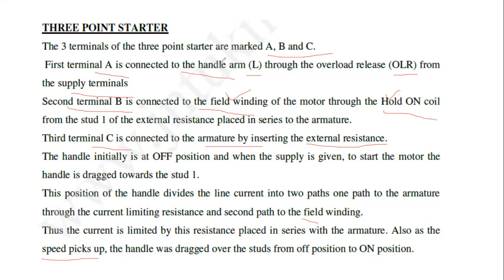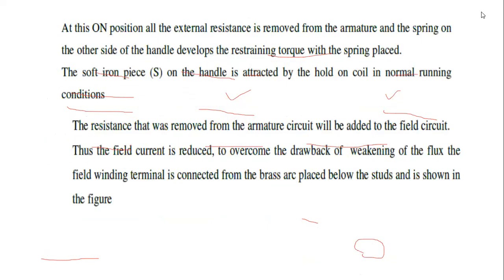up. The handle is dragged over the studs from the off position to the on position. When the handle is moved to the on position, the motor attains the rated speed. That will be observed in the diagram also. At the on position, all the external resistance is removed from the armature and the spring is in the on position. If the handle is in the on position, all the resistance is removed from the circuit. There is a soft iron piece on the handle, and it is attracted by the handle.